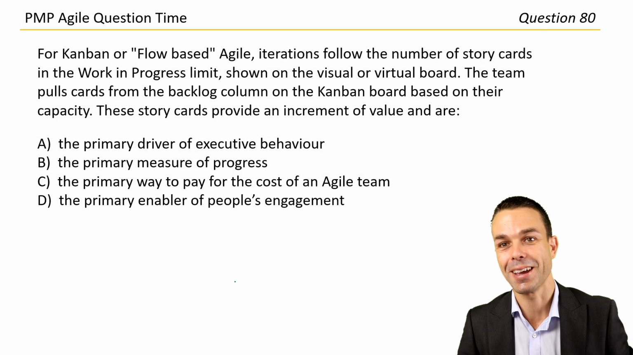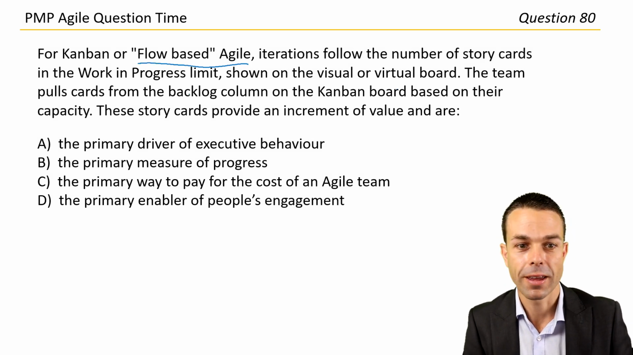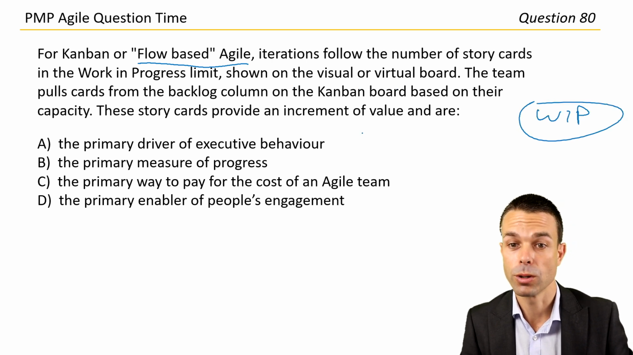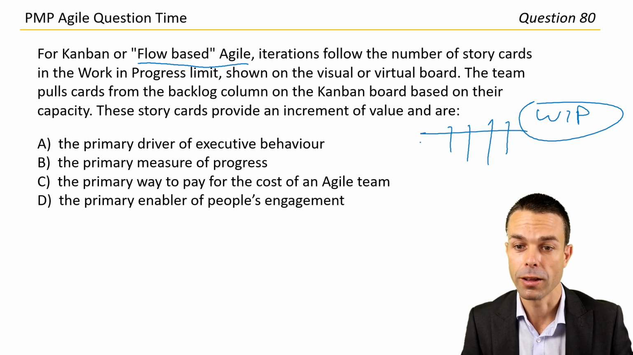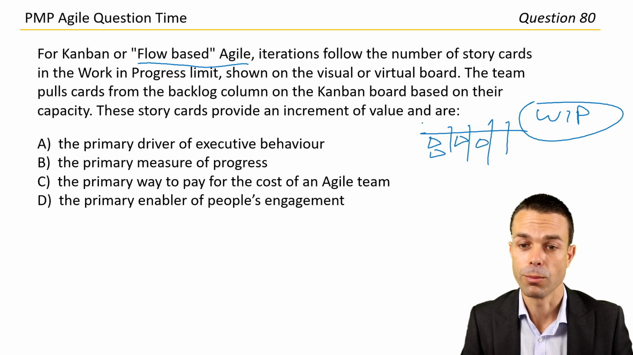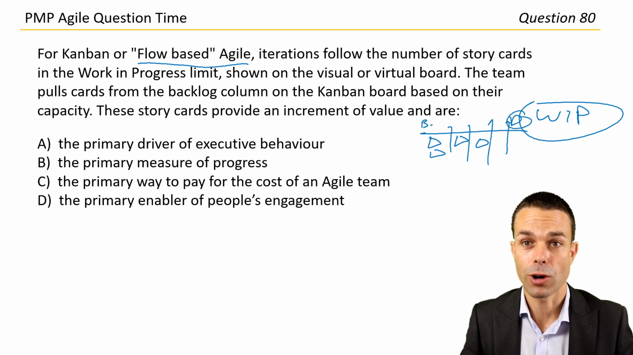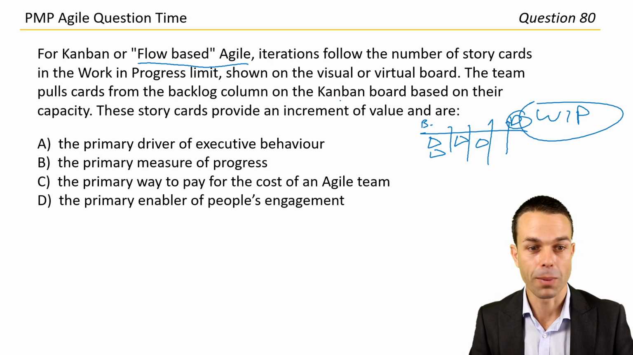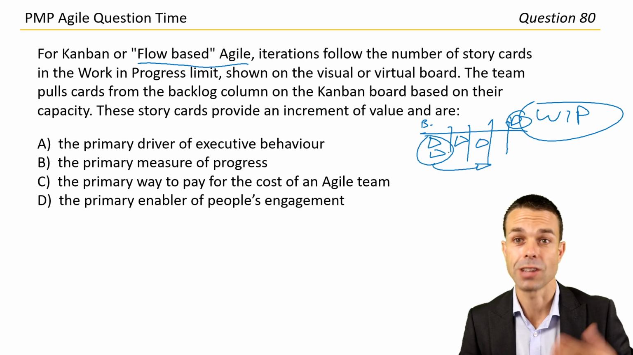For Kanban, or flow-based Agile, iterations follow the number of story cards in the work in progress limit, or WIP we call it sometimes, shown on the visual or virtual board, which is our Kanban board. So it's columns where we move the features or stories or tasks across the board from the backlog all the way to done. And that's just a good way to keep track of everything. So the team pulls cards from the backlog column on the Kanban board based on their capacity. So if someone has extra capacity, they can pull maybe extra cards, start working on those.